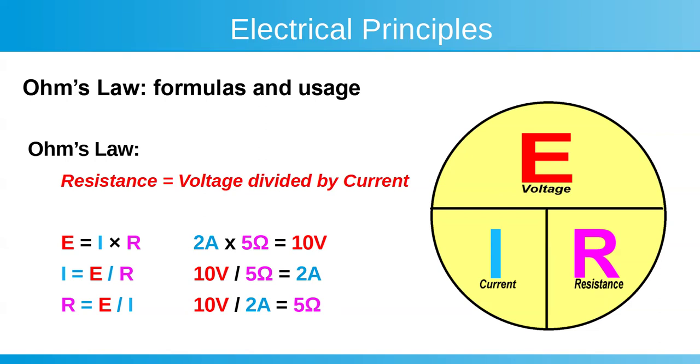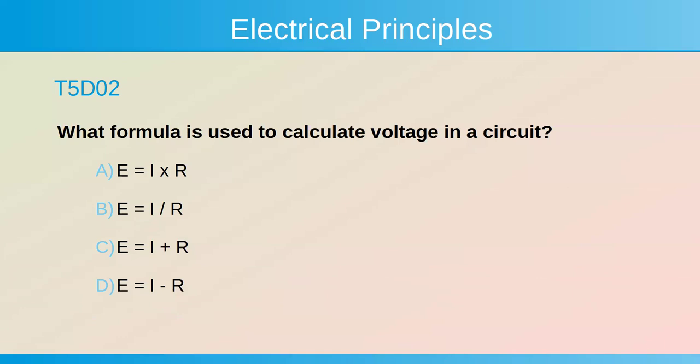If you have trouble remembering, I would advise you, the first thing you do is draw your circle. There'll be another one coming up later, same kind of thing with different letters, P, I, and E. There are just some examples of the three formulas: E is equal to I times R, I is equal to E divided by R, and R is equal to E divided by I, with some numbers and examples. So what formula is used to calculate voltage in a circuit?